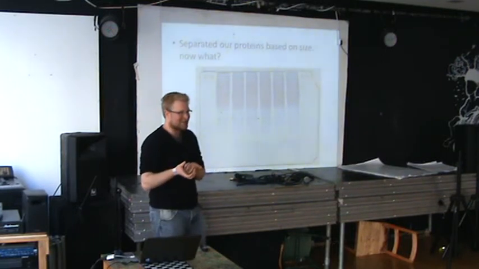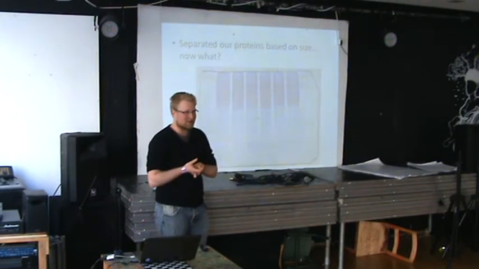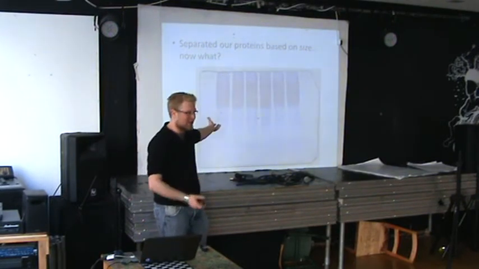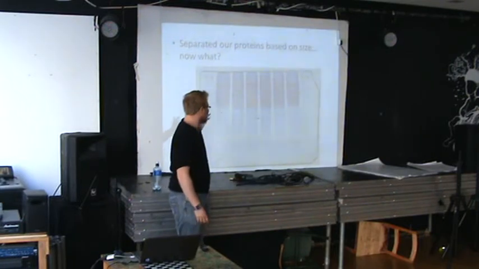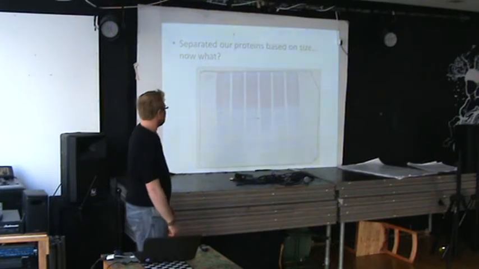I've got all my proteins on a gel now, and I can sort them based on size, but I still can't exactly pick anything out from there. I can't make any sort of meaningful information. We've got all our proteins on a gel and they're all stained. So what?